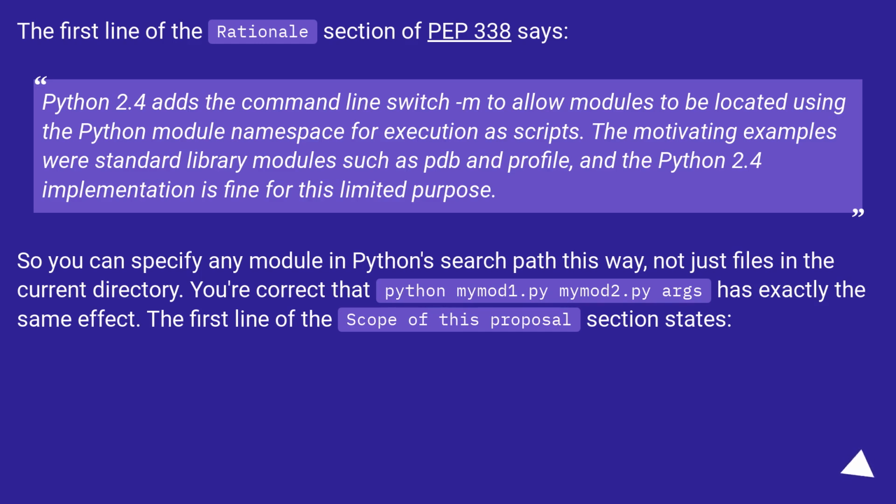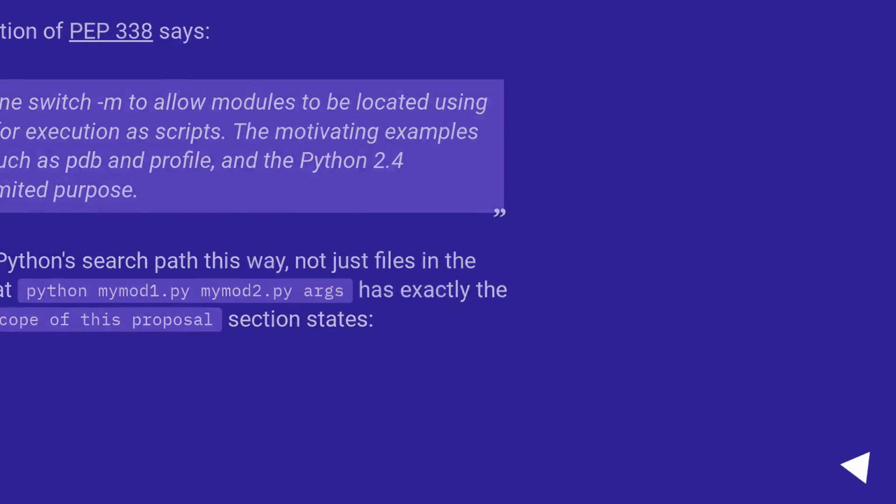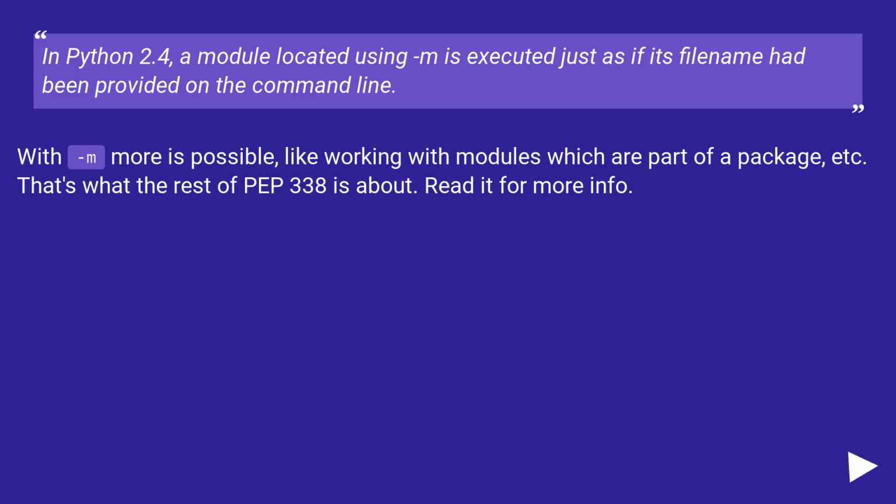The first line of the scope of this proposal section states, "In Python 2.4, a module located using -m is executed just as if its file name had been provided on the command line." With -m, more is possible, like working with modules which are part of a package, etc. That's what the rest of PEP 338 is about. Read it for more info.